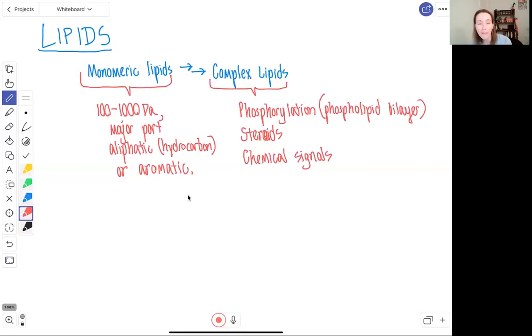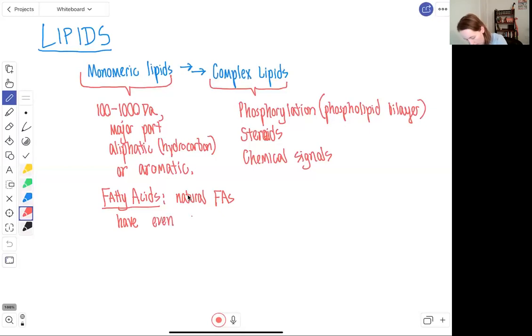The main example type of monomeric lipids that we need to be aware of are fatty acids, which are the building blocks for a variety of complex lipids, such as the steroid molecules. Fatty acids, being monomeric lipids, are produced by a variety of types of cells, and the natural fatty acids, which I'll abbreviate as FAs, have an even number of carbon atoms in the chain.